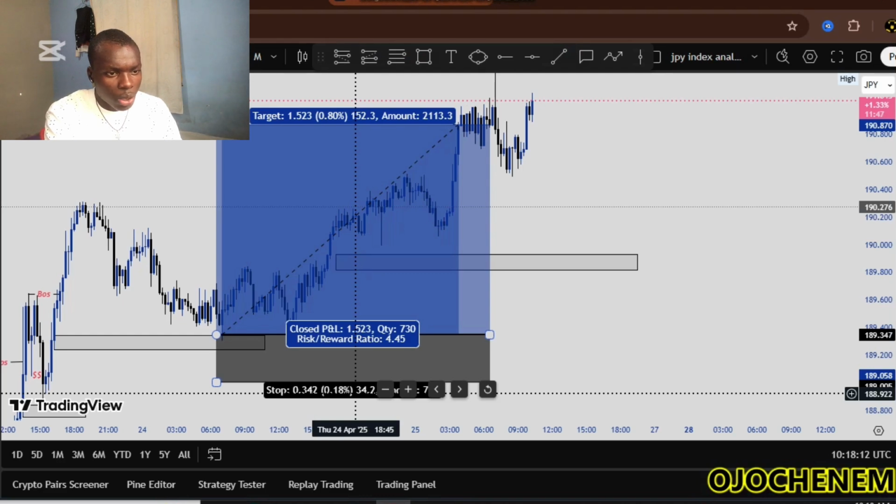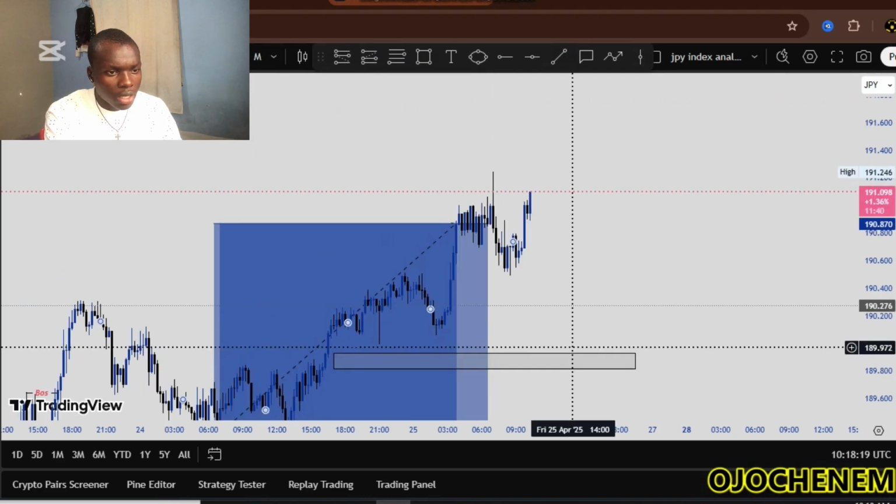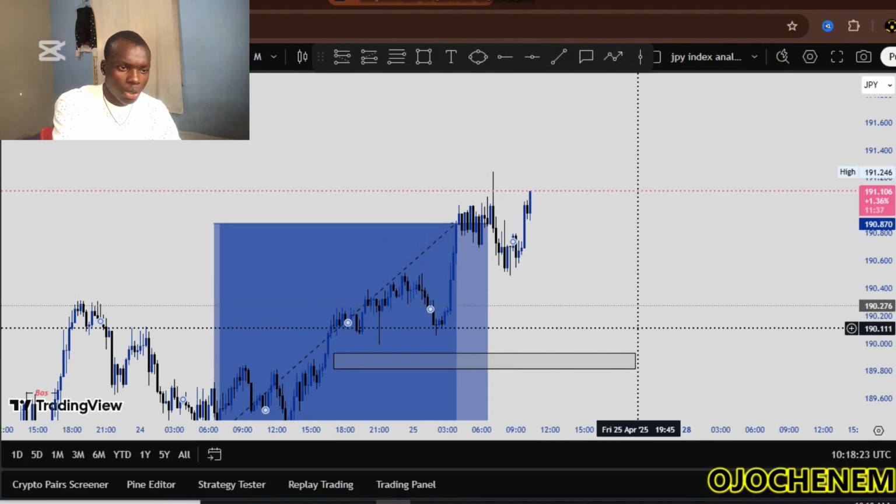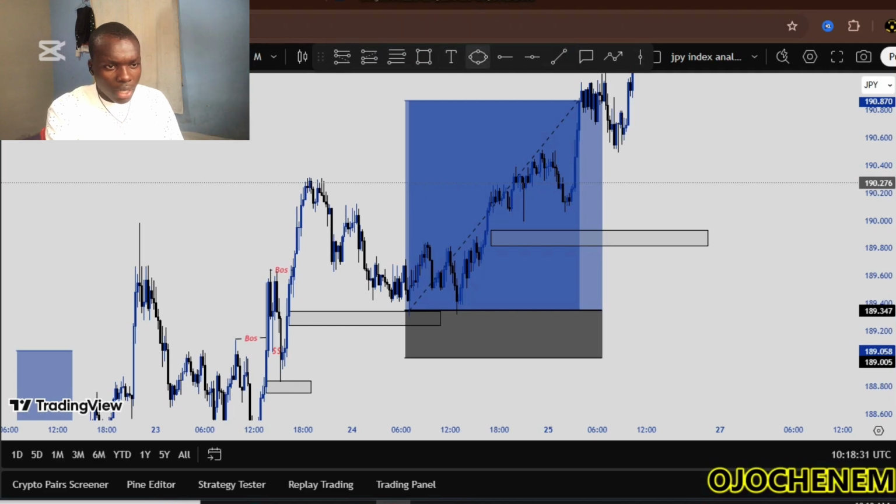In my previous video, you should watch why I got this entry. I entered immediately. I saw some red candle. I entered on a bearish candle because I know I will be buying from this particular zone. So I bought from here, and currently this is where the price is, and you can see it's pulling back down.